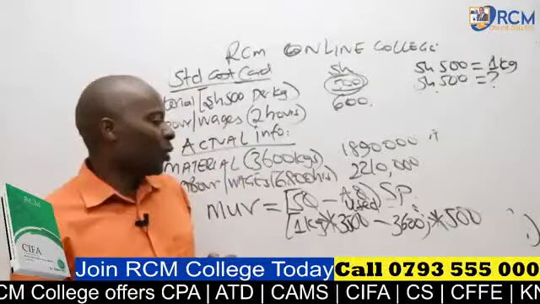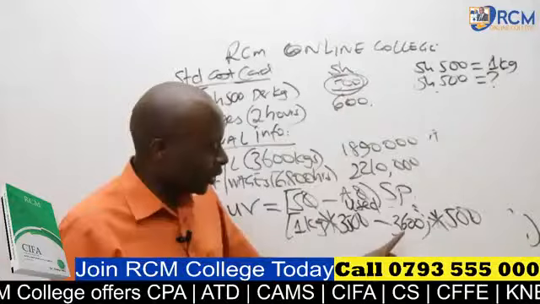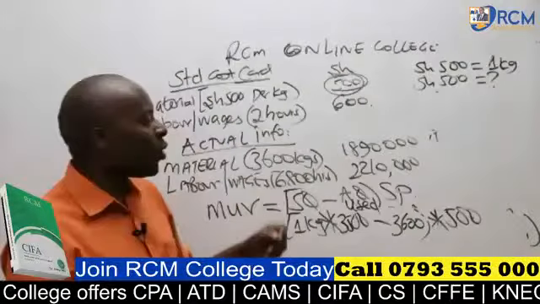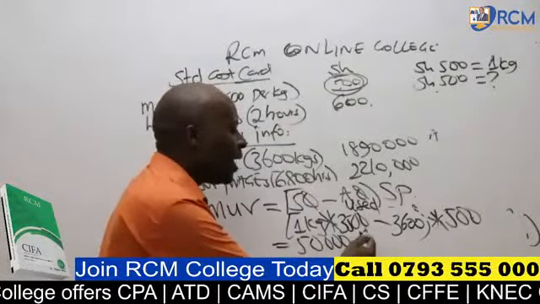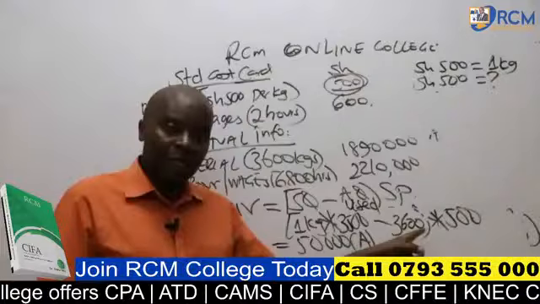So ladies and gentlemen, this is 1 times 3,500 minus 3,600 times 500. This is what made those students talk about 50,000 adverse, because the answer we have gotten here is minus.